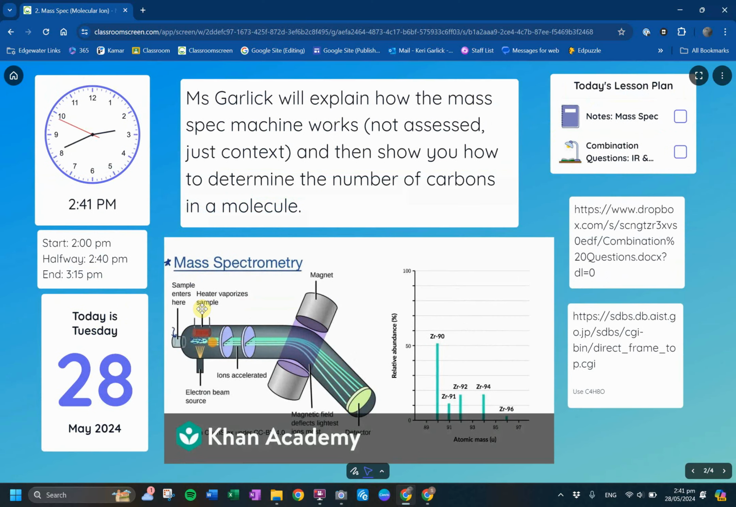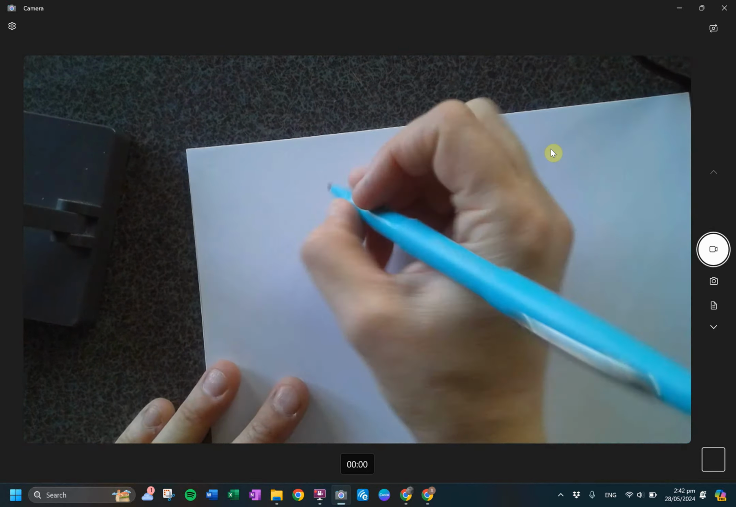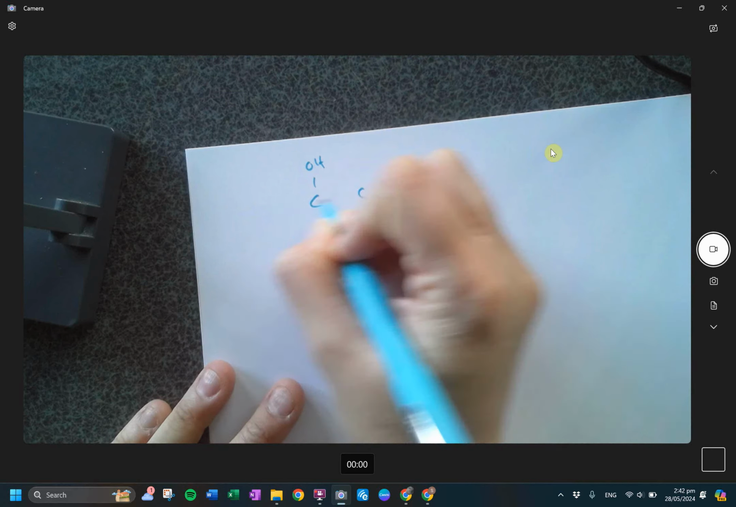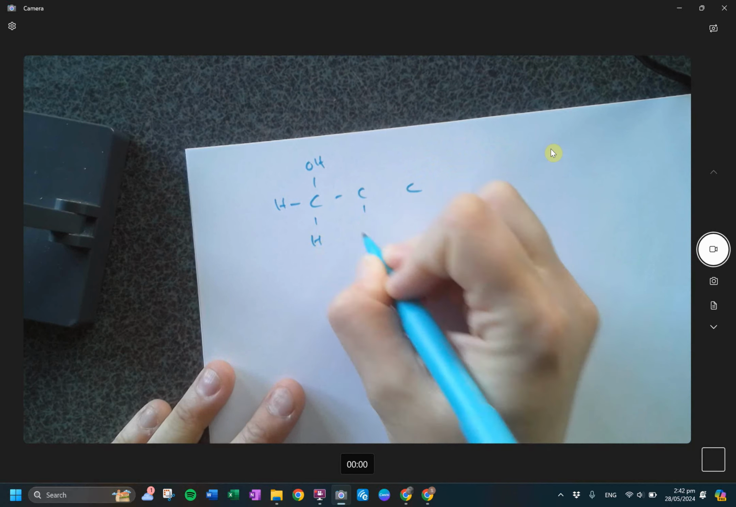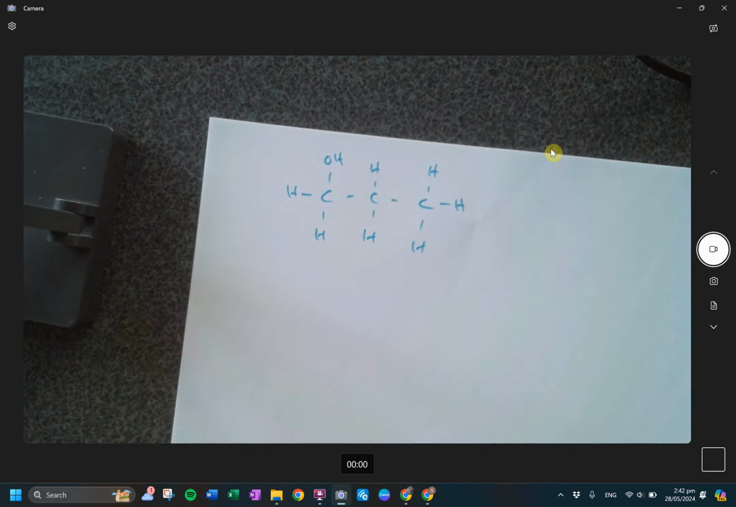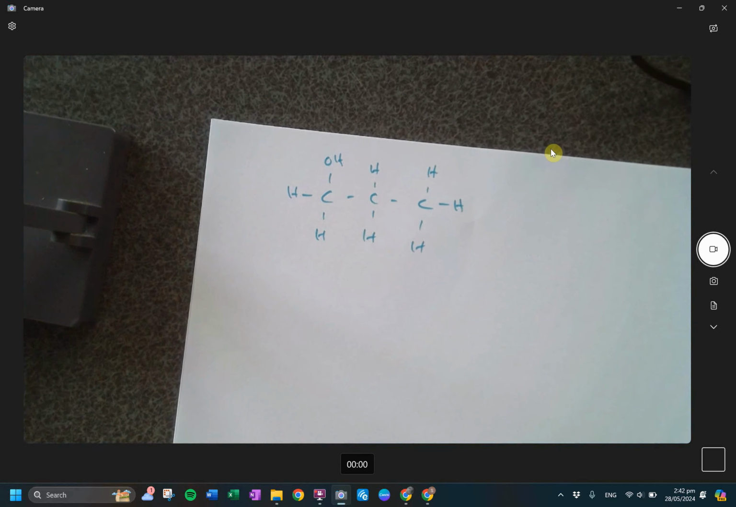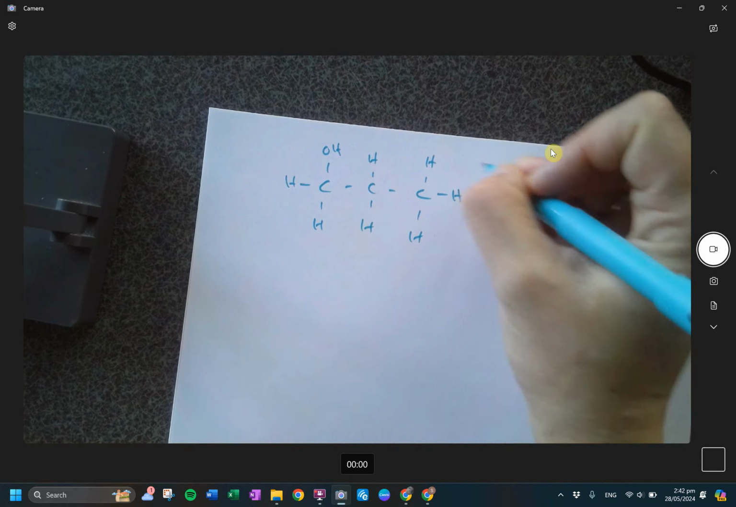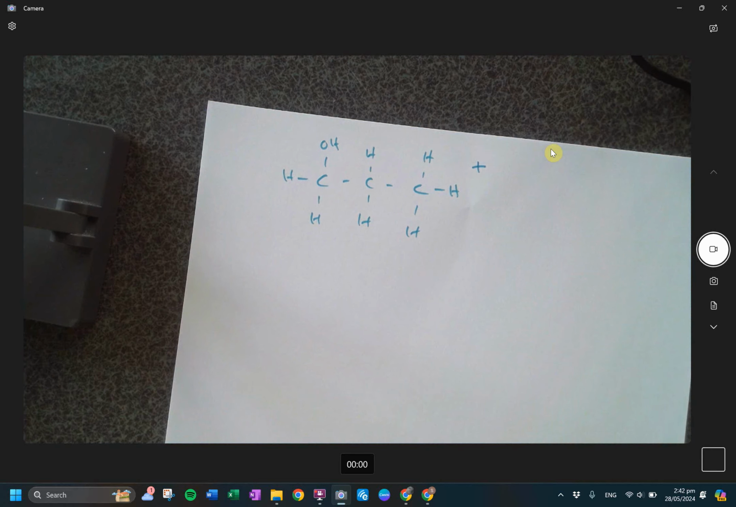Let me draw a generic organic molecule that we're going to be looking at later. Let's say I have 3 carbons. We'll keep it really simple, and we're dealing with an alcohol. It's just to give you an idea of how this machine is working. So I put this organic molecule into the machine, and I hit it with electrons to knock off an electron. When I knock off that electron, this molecule now becomes positively charged.